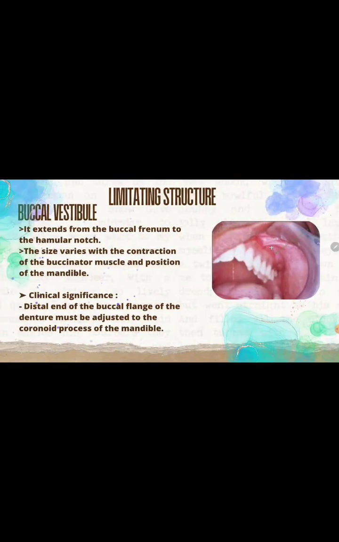Buccal vestibule is the extension from the buccal frenum to the hamular notch. It is influenced by the contraction of the buccinator muscle in this portion of the mandible. Clinical significance is that the distal end of the flanges of the denture must be adjacent to the coronoid process of the mandible.